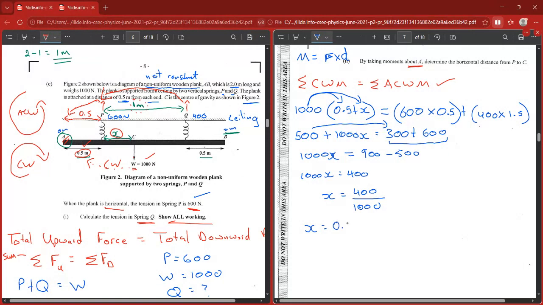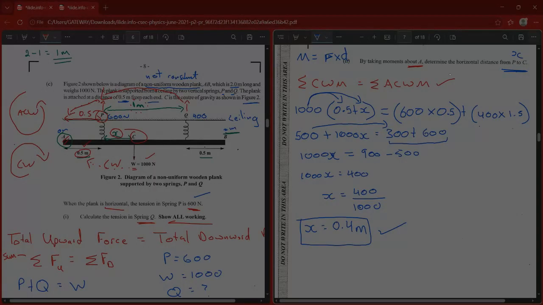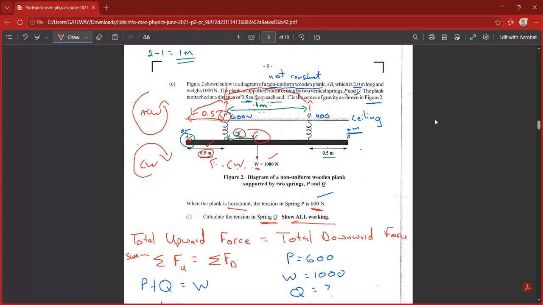What is the unit for this? It is meters. So the distance x is 0.4 meters. But x represented the distance from P to C. So therefore the distance from P to C is 0.4 meters. Understand this, right? So that is that.